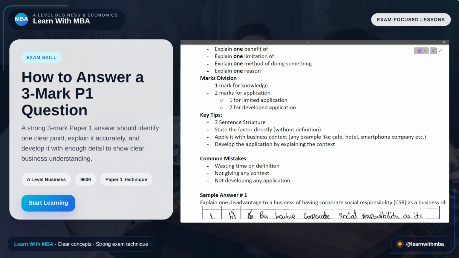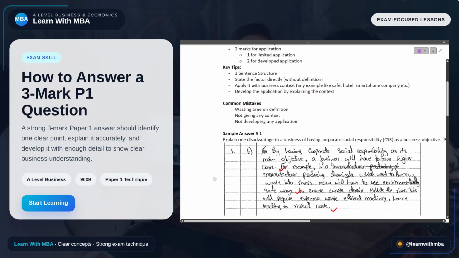And lastly, another mistake that some students do end up giving a context, but they don't develop it. They would mention a factory or a cafe, but they stop there and they don't explain it or develop the point further. So let's look at some samples, right?